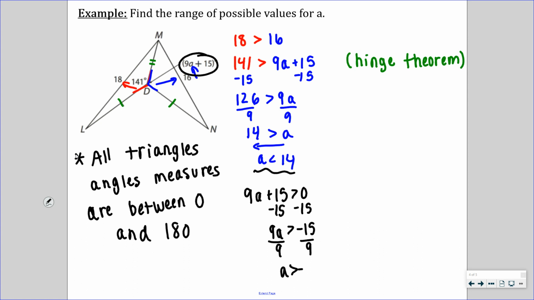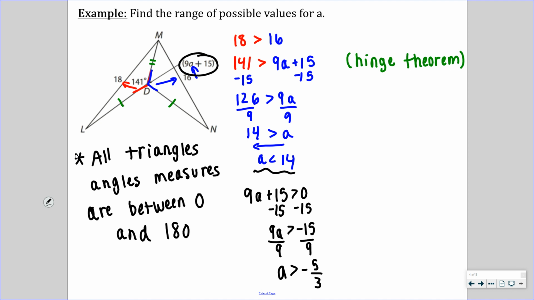I'm okay with you doing this as a mixed number or an improper fraction. I'm going to do improper fraction. This says, all right, it can't be every number less than 14. It has to be greater than -5/3 in order for us to get a positive angle. So we're like, okay, great. That makes more sense now.